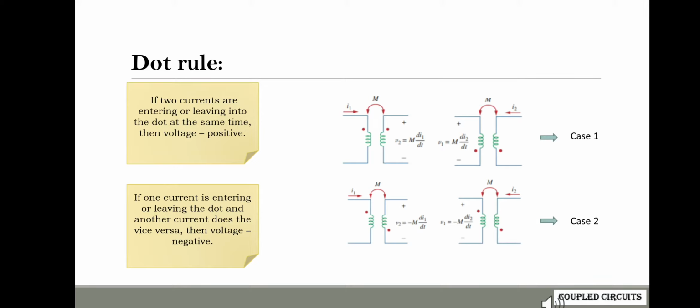Thus, the reference polarity of mutual voltage depends on the reference direction of the current and the dots on the coils. Application of the dot rule is illustrated using 4 mutually coupled coils in the shown images.